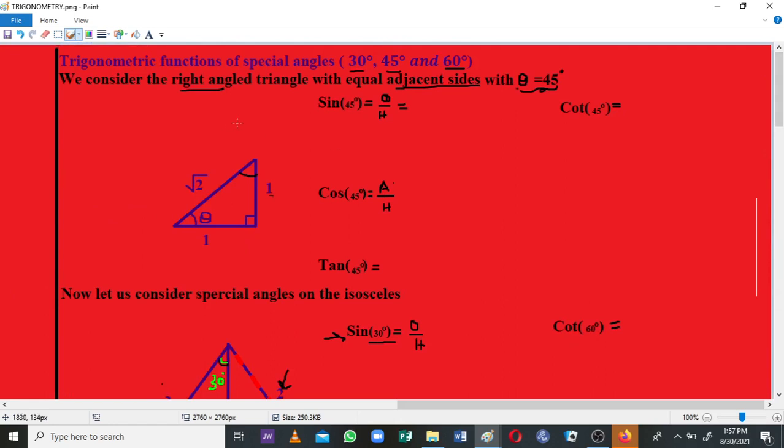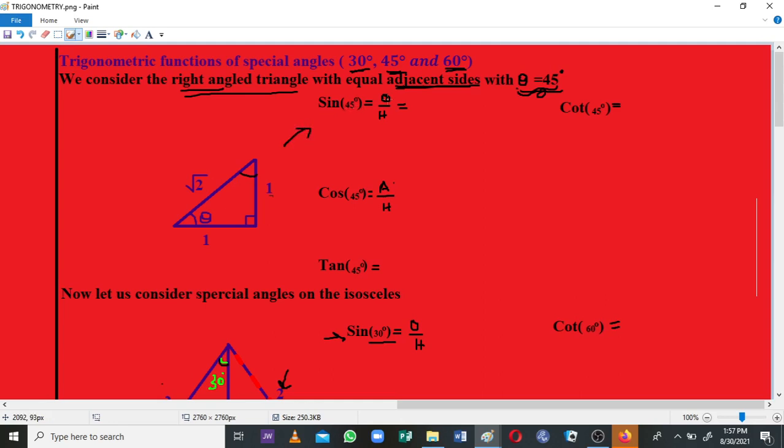We are still under trigonometric functions. Now I want to look at some special angles, that is 30 degrees, 45 degrees, and 60 degrees. Considering these angles on the right angled triangle with equal adjacent sides and a theta of size 45 degrees, we can calculate the value of sine 45, the value of cos 45, tan 45, and cot 45. Let's start with sine 45.